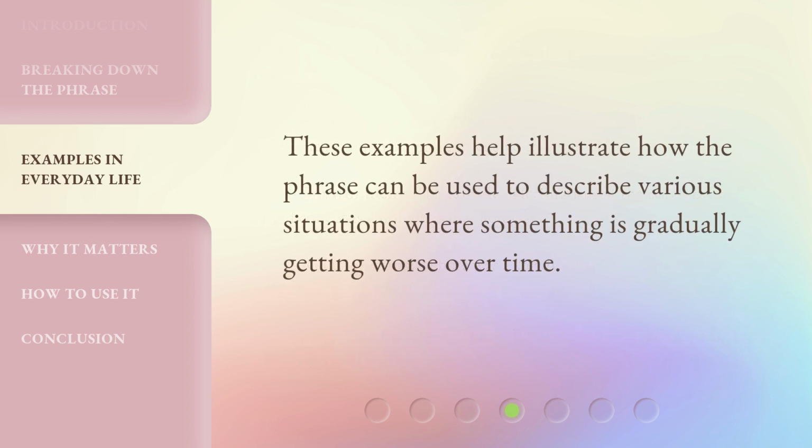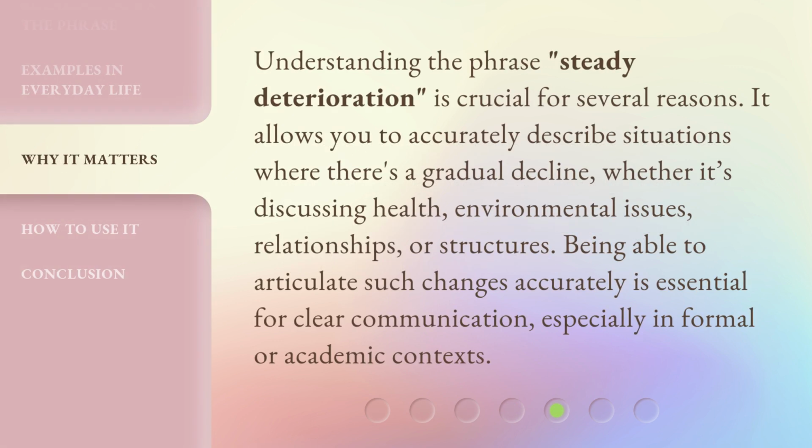These examples help illustrate how the phrase can be used to describe various situations where something is gradually getting worse over time. Understanding the phrase steady deterioration is crucial for several reasons. It allows you to accurately describe situations where there's a gradual decline, whether it's discussing health, environmental issues, relationships, or structures. Being able to articulate such changes accurately is essential for clear communication, especially in formal or academic contexts.